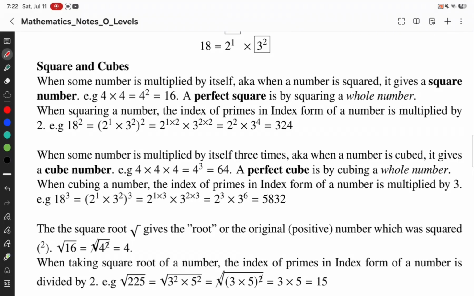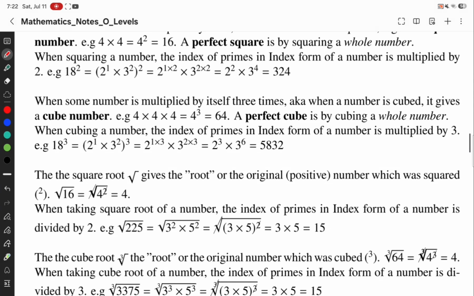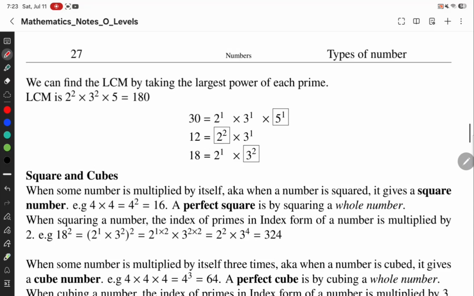When some number is multiplied by itself 3 times, when a number is cubed, it gives a cube number. Example, 4 times 4 times 4, 4 being multiplied by itself 3 times, is equal to 4 cubed, which is equal to 64. A perfect cube is obtained by cubing a whole number. In cubing a number, the index of the primes in the index form of a number is multiplied by 3. Example, 18 cubed, we multiply by 3 and you get this big number.